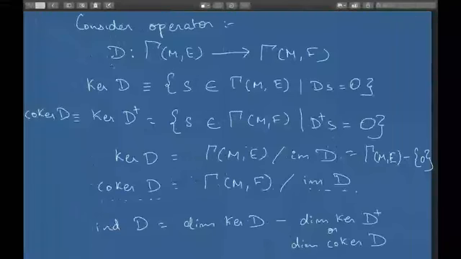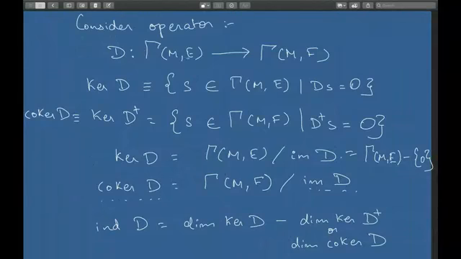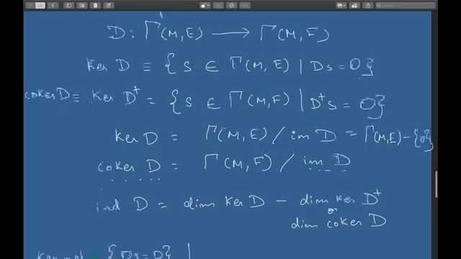So anyway, if you define this operator D as changing from gamma ME to gamma MF, then the kernel of D becomes such that S belongs to gamma ME, where DS is 0. So S is an element, a point on the manifold here, and if the operator is applied to S, then you get a null space, right? I mean, you get null. So this is how the kernel is defined.